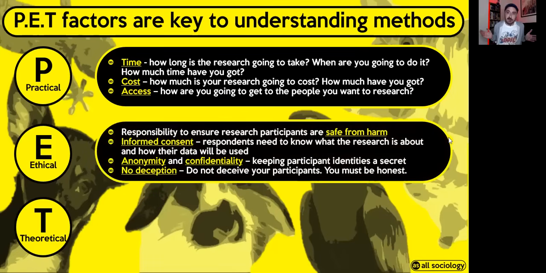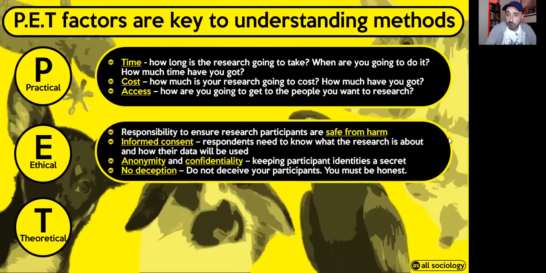Ethical issues. Ethics is doing things in the right way, and all of these things will pertain to things that can happen if you do not do things in the right way. So there's a bunch of things that we need to do as sociologists. We need to stick to these ethical guidelines.